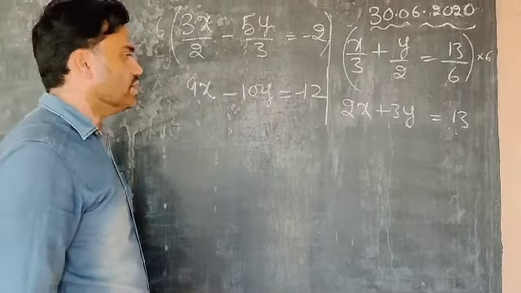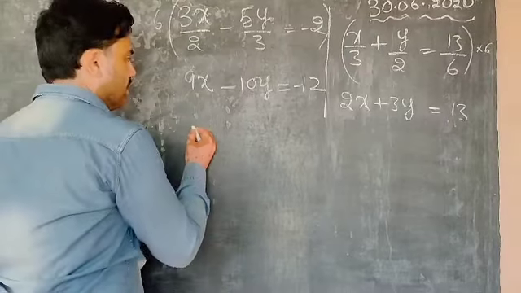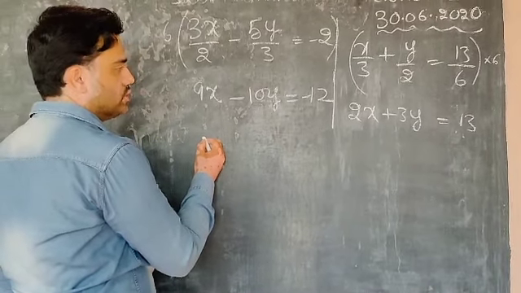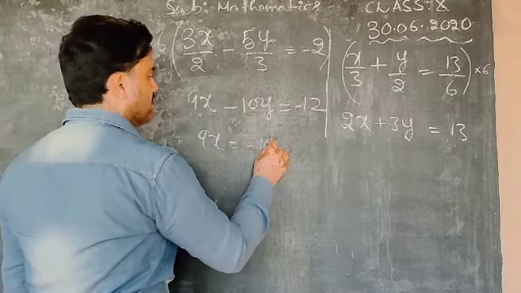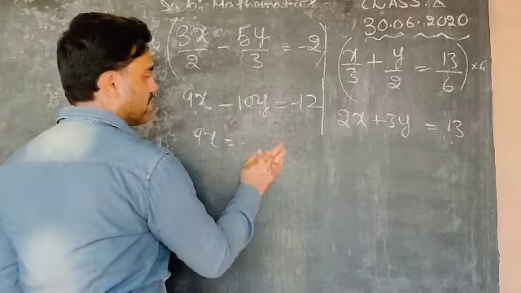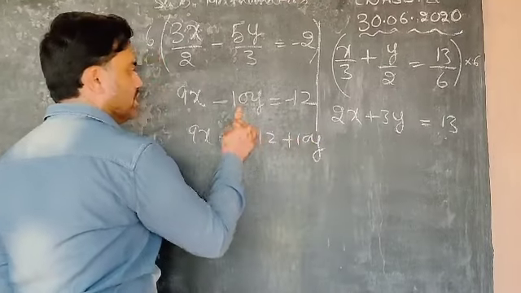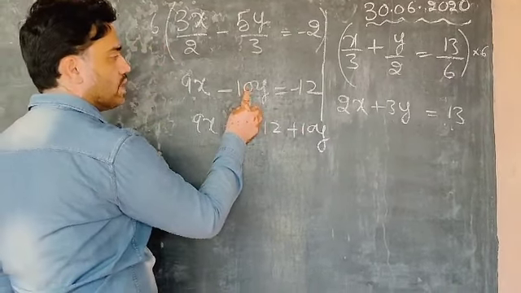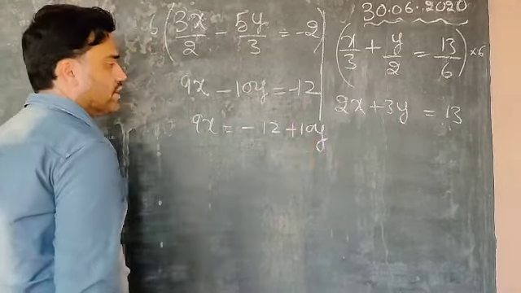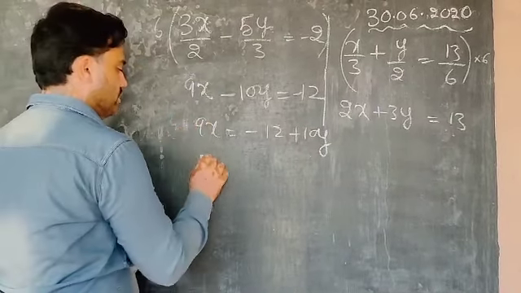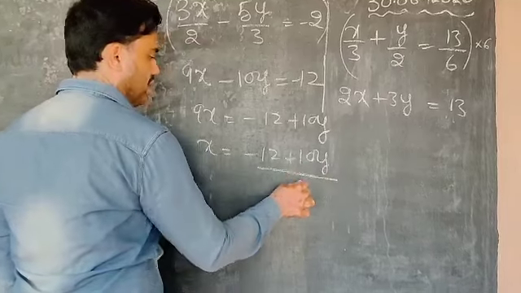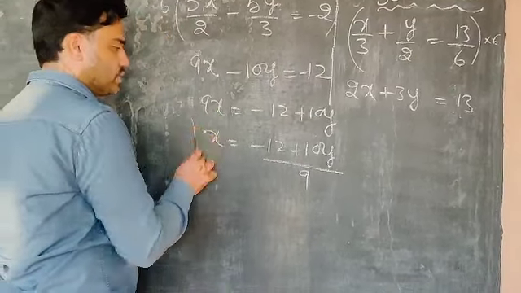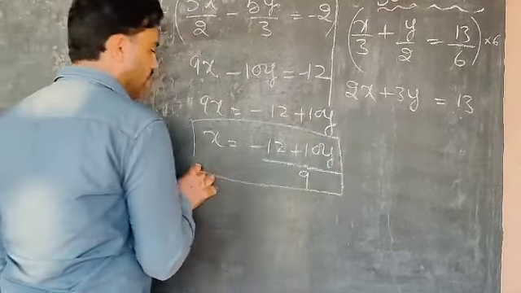Okay, so now let us calculate 9x. What do you do? One thing is send, right? 9x is equal to minus 12 plus 10y. If you send minus 10y to the other side, it becomes plus 10y. When you transfer to the right side, plus 10y. So minus 12 as it is. So next, x is equal to minus 12 plus 10y by 9. 9 is multiplying x. So we calculated the value of x.